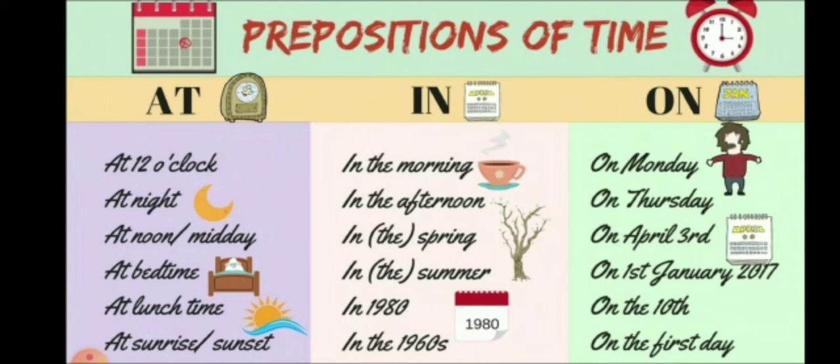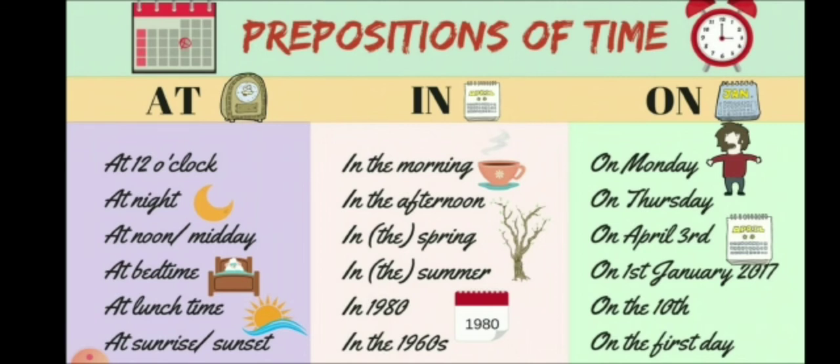At. This preposition of time is used to discuss clock times, holiday periods, festival periods and other very specific time frames, including exceptions such as at night. Now see the examples: at 12 o'clock, at night, at noon, at bedtime, at lunchtime, at sunrise, at sunset. All these are prepositions of time.